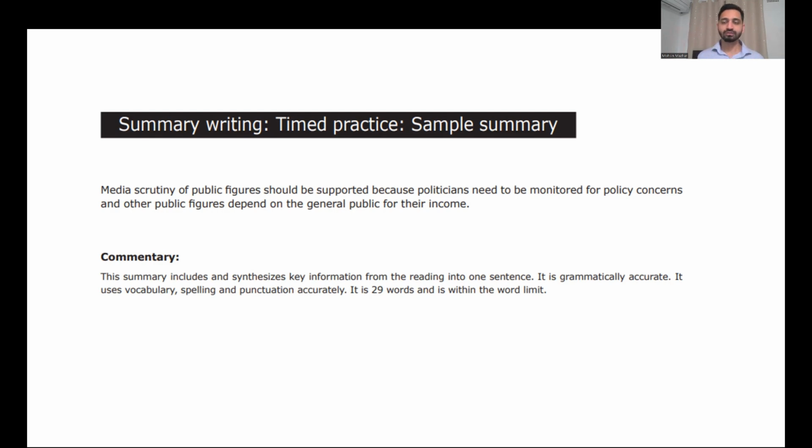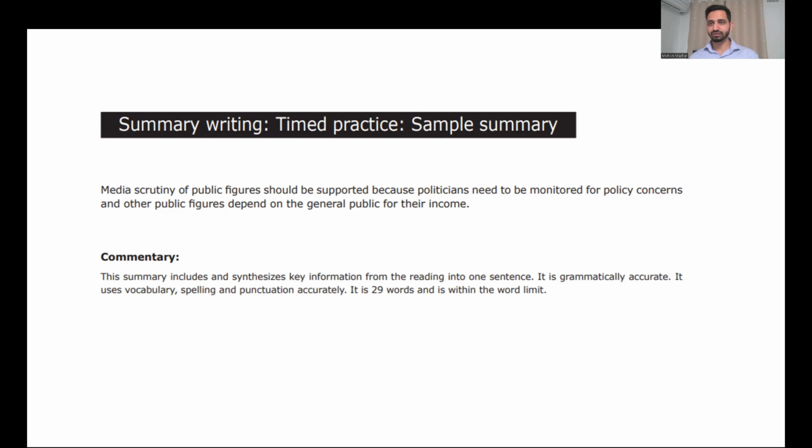So you must have come up with a different way of explaining it, but if you got that main idea and talked about the policy concerns, which was true for politicians, and talked about other public figures depending on the general public for their income, that's good.